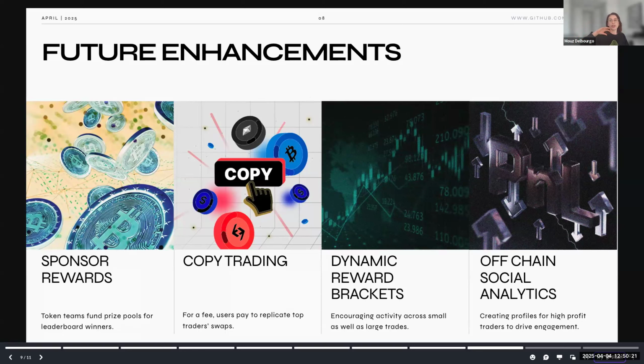Another thing I would like to do is diversify the reward bracket. So instead of having just one bracket for the top percentile winners, I would like to have tiered reward brackets to encourage activity across small, medium, as well as large trades.